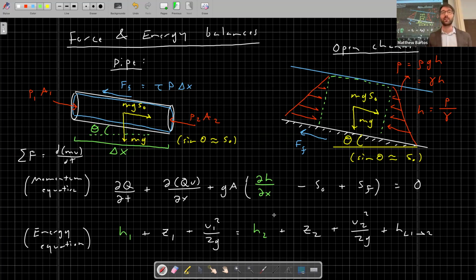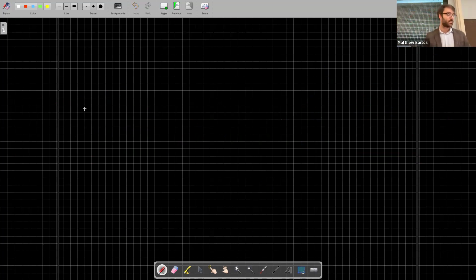Okay, with the remaining time in class, I want to go over a couple different classifications of different types of open channel flow that we'll be looking at. So this will kind of set the stage for the major topics that we'll be talking about for the remainder of the class, the different cases of open channel flow. So let's talk about classifications of open channel flow.